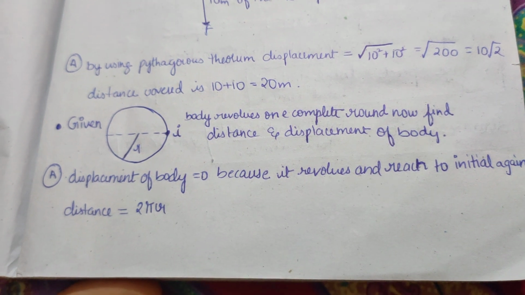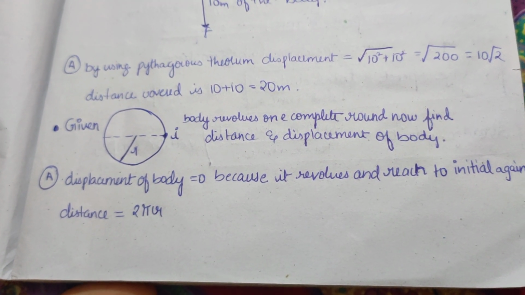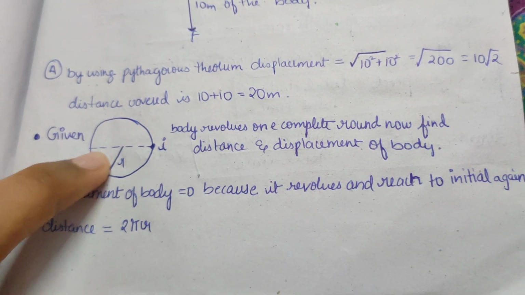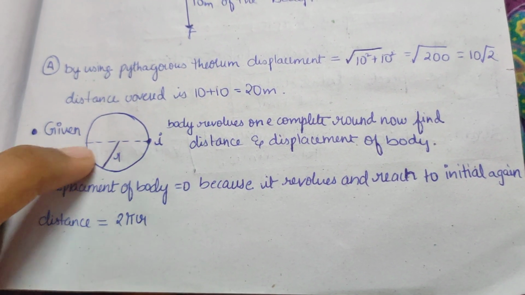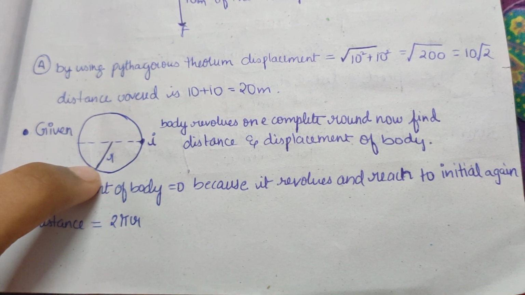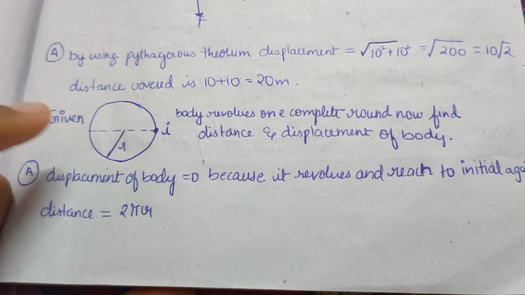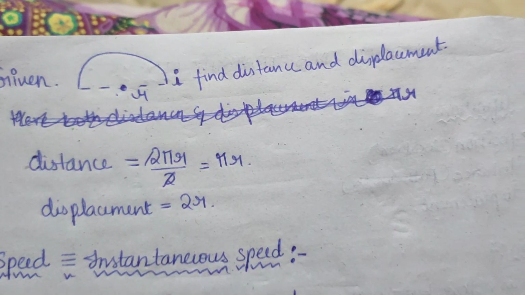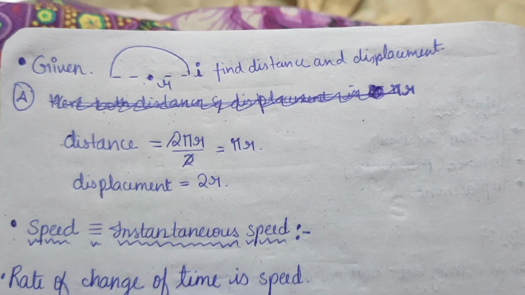Second, here you can see the given body completes one round. Now find the distance and displacement of the body. Here R is given, and I is there. From here to here is one round, and it comes back, so displacement will be 0, whereas distance will be 2 pi r.